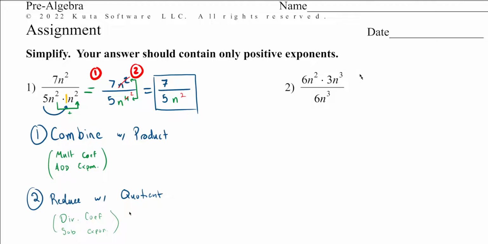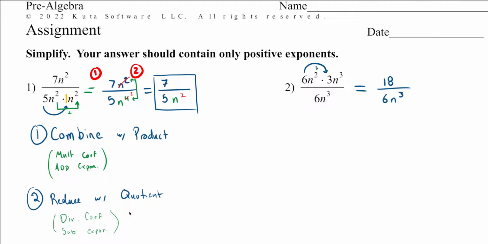All right, I'm looking at number 2. I see that the top can be combined, but the bottom is going to stay the same. So I'm just going to go ahead and write the bottom as I see it, 6n cubed. That's not going to change. But now I'm going to combine the top. I'm going to multiply 6 times 3, which is 18.